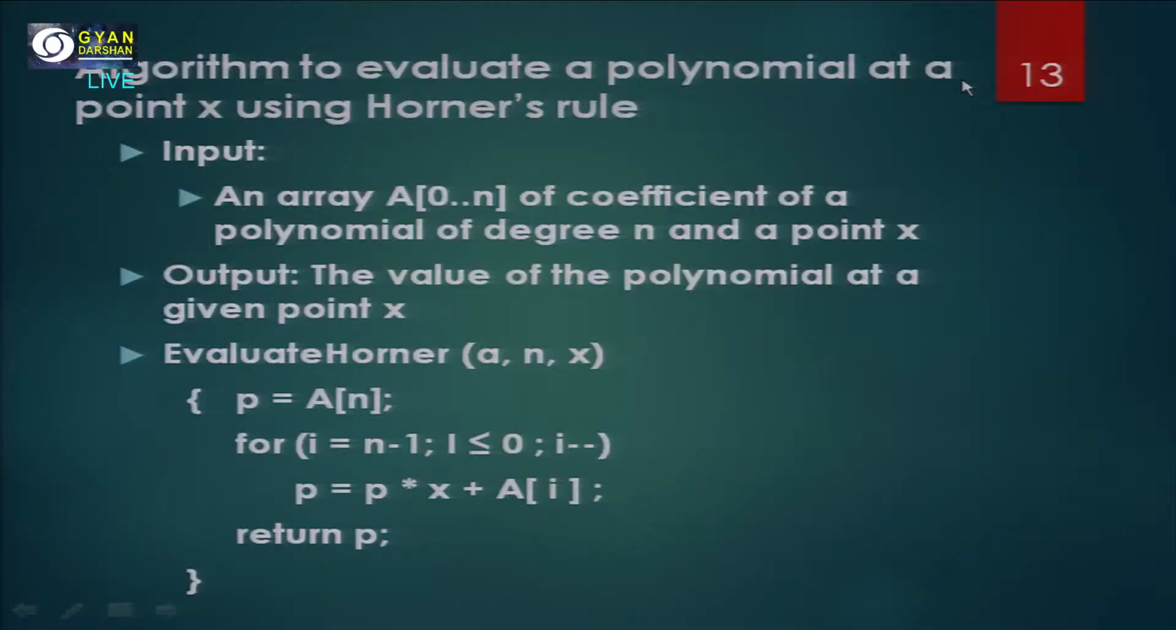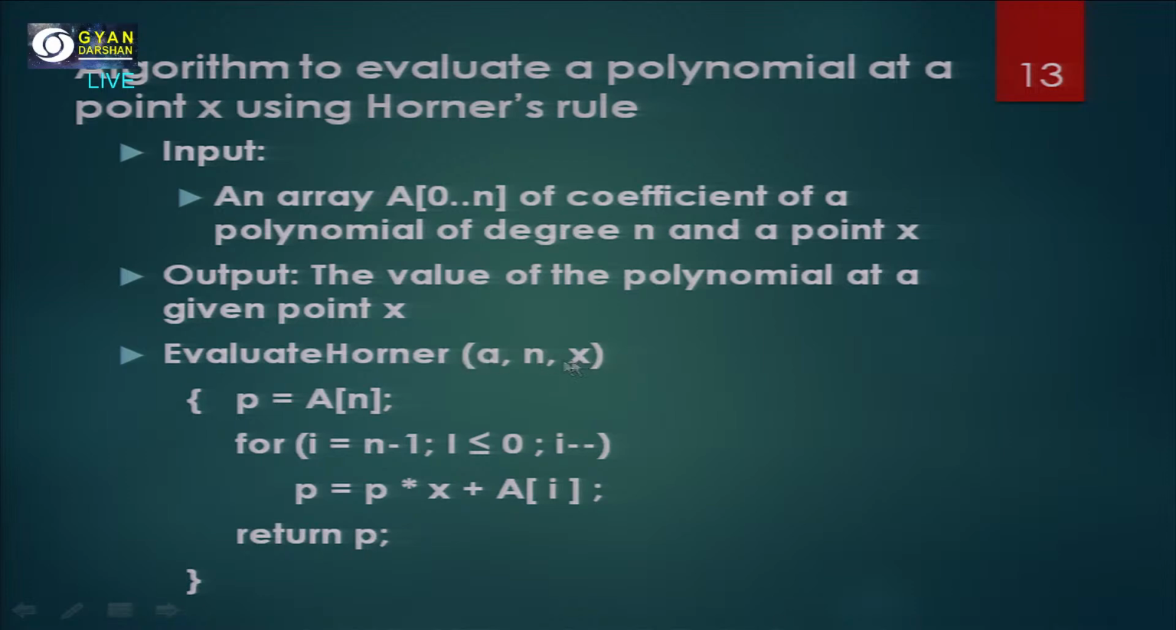Now, what is the algorithm for this? You can convert this into a very, very simple algorithm, where the input is an array a[0..n] of coefficients of a polynomial of degree n, and a point x at which you want to evaluate the polynomial. The output is the value of the polynomial at the given point x, right? And the function name we have given is evaluateHorner. You can give it any name.